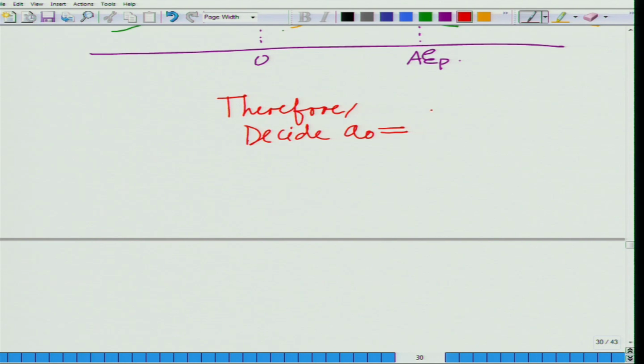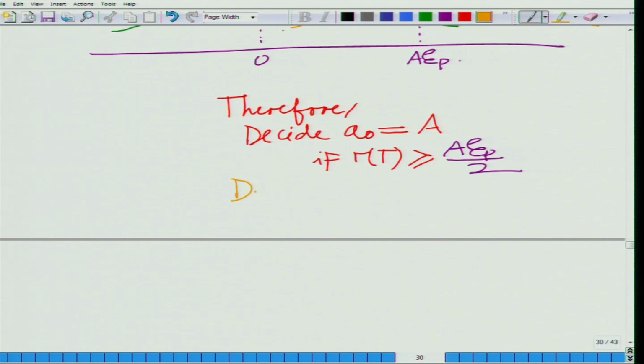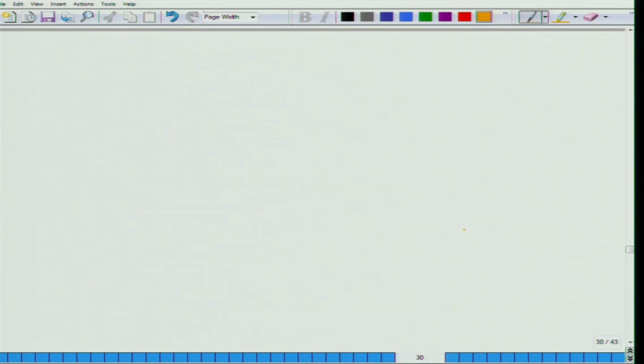Therefore, one can decide A naught equals A if R of T is greater than or equal to A E_P by 2, and on the other hand decide A naught equals 0 if R of T is less than A E_P by 2.